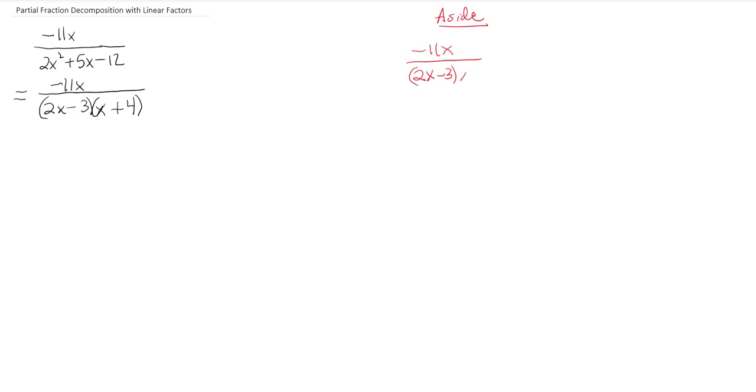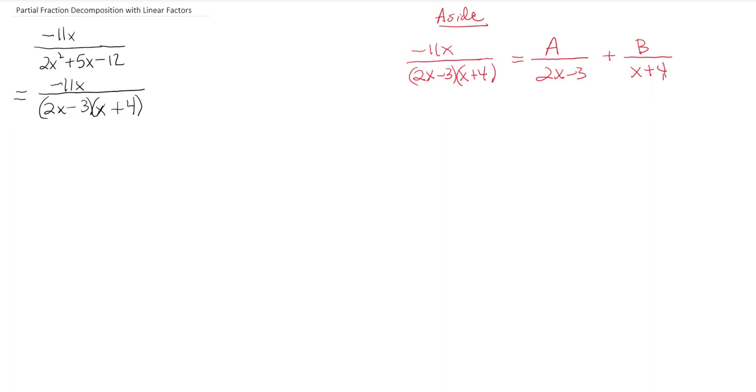If you have linear factors with multiplicity of 1, we simply break them apart with a constant a over the linear factor. And the second one will be a different constant. Let's call it b. It'll be over x plus 4.